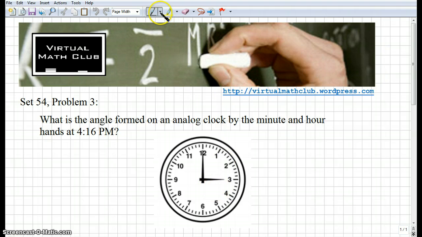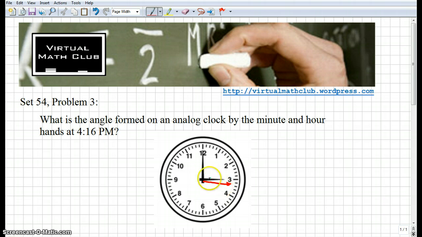I'm going to pick up another color. Okay, let's do this, and let's draw in the hands. Now, at 4 o'clock, the hour hand is pointing to 4, and the minute hand is pointing straight up. And at 4:16, the minute hand is pointing right over here, just below 4:15, so somewhere in there.